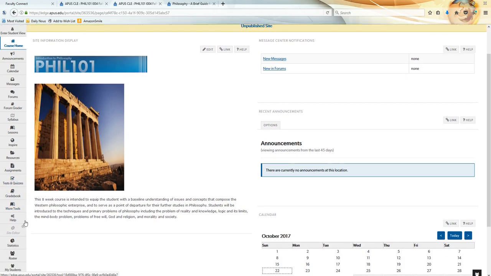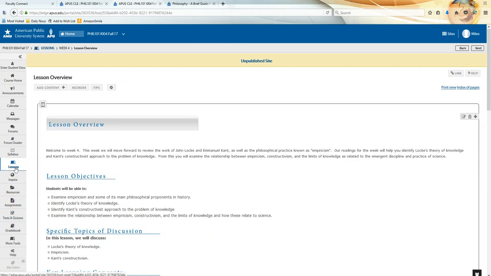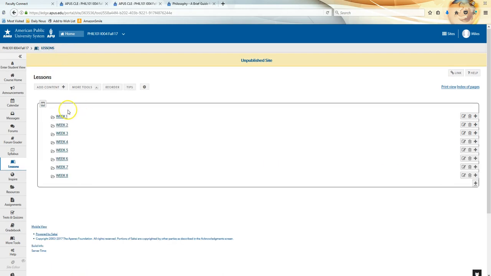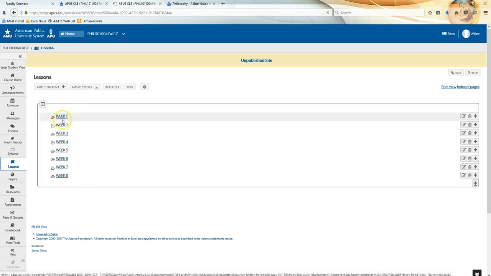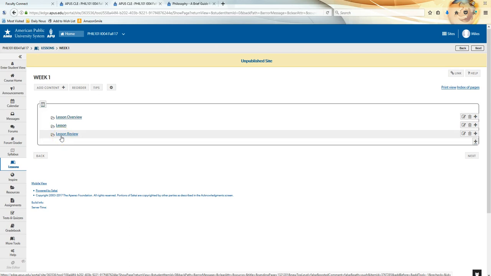Okay. So now, more specifically, I want to look at the Lessons tab. The Lessons tab is organized by week. So you've got week 1, week 2, all the way through week 8. And when you click on a particular week, it's going to break it into 3 pieces. So you've got a lesson overview, this lesson, and lesson review.